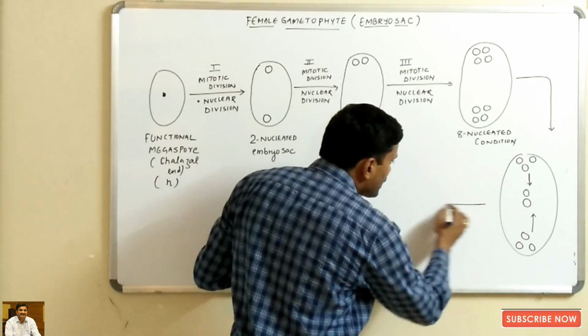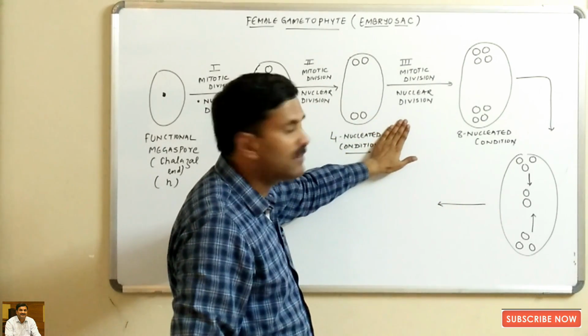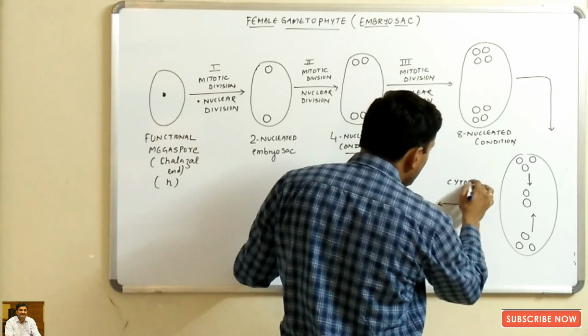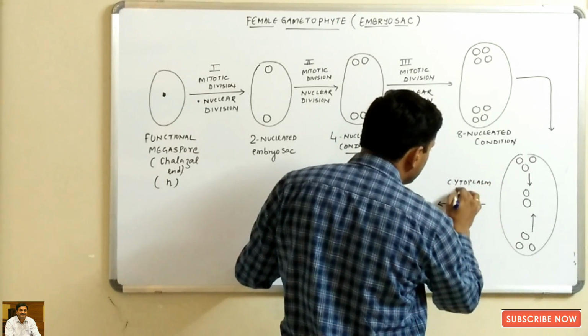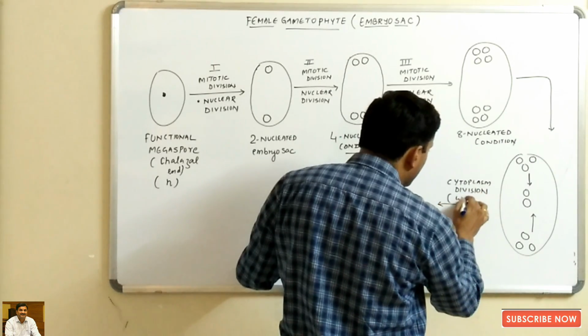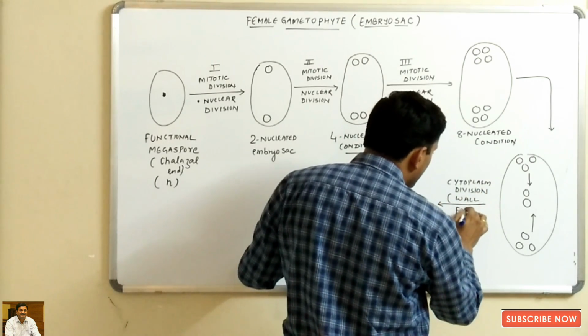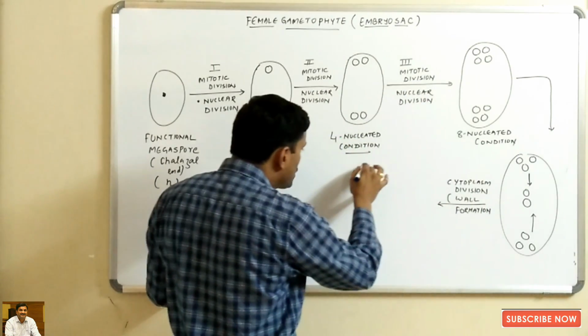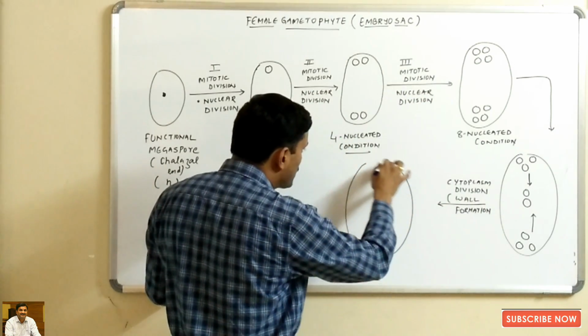Now the nuclear division will not occur. Now cytoplasm division occurs. Cytoplasm division means wall formation will occur, and due to the wall formation, such a structure is formed.